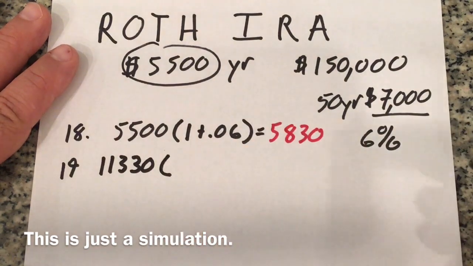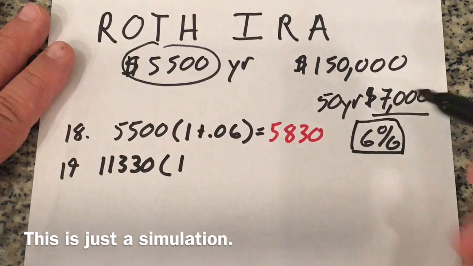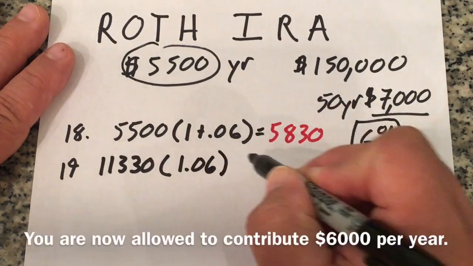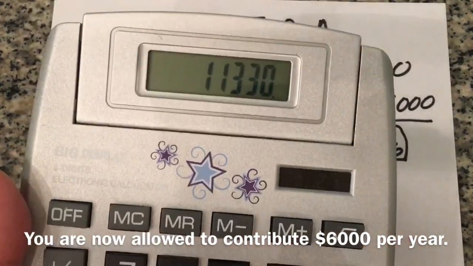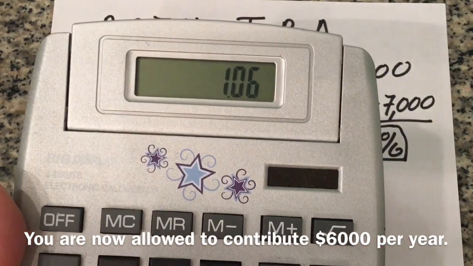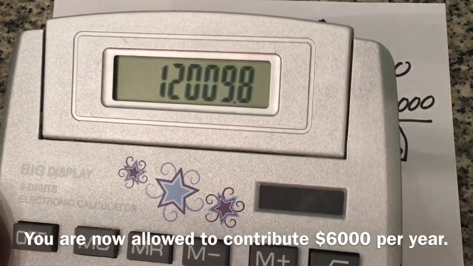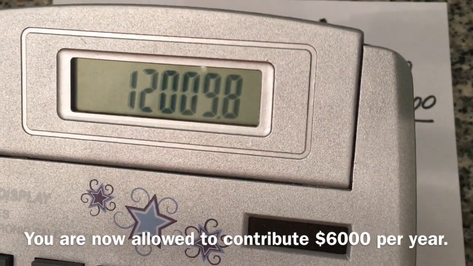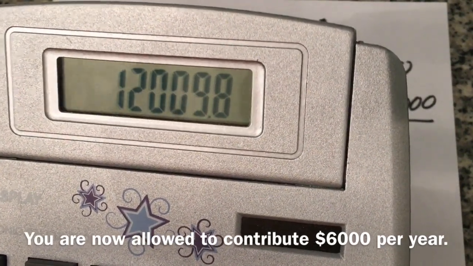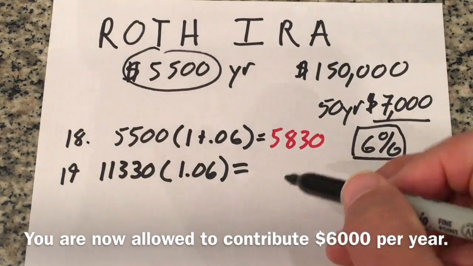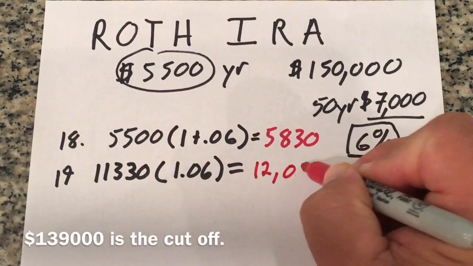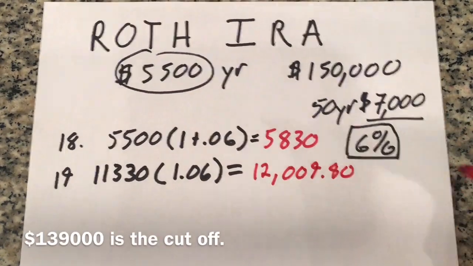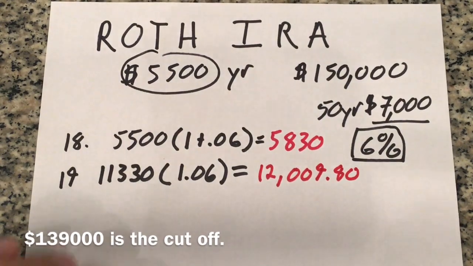And after that's in for a year, we're going to multiply it by 1 plus 0.06. We're going to assume that the interest rate stayed the same. And we'll see what that equals. So while it's still in my calculator, I'm just going to hit times 1.06. And that equals, actually, $12,009 and 80 cents. And every year, I add 5,500.